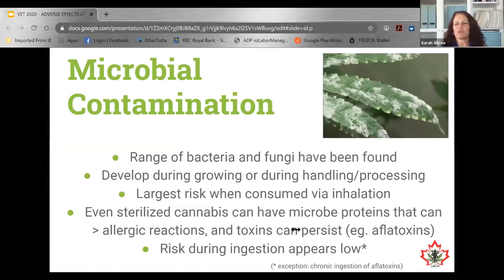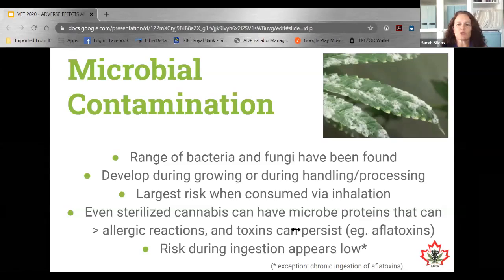And as you all know, microbes are everywhere. Cannabis is no different. And we have found a range of bacteria and fungi during laboratory testing of cannabis products. Sometimes those microbes develop during growing, and other times they're introduced during handling and processing. They pose the greatest risk when they're consumed via inhalation, particularly for immunocompromised patients. Fortunately, that's not a huge concern for our patients who are generally ingesting their cannabis products.